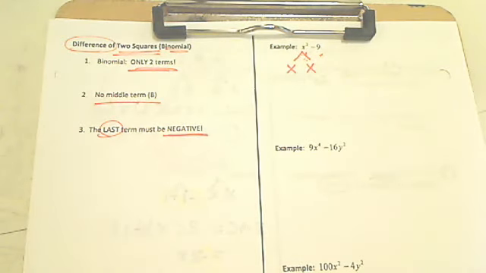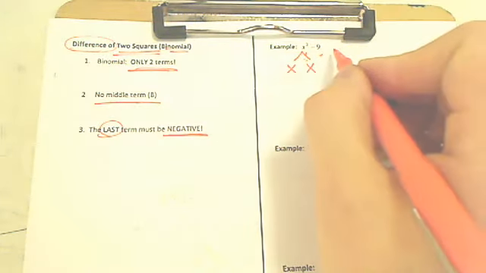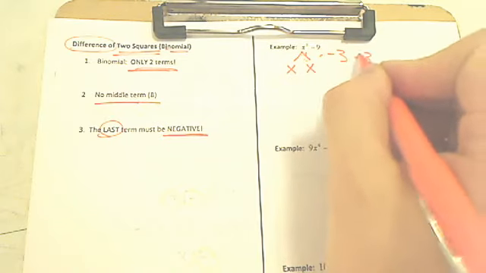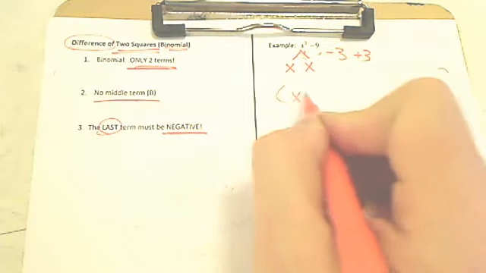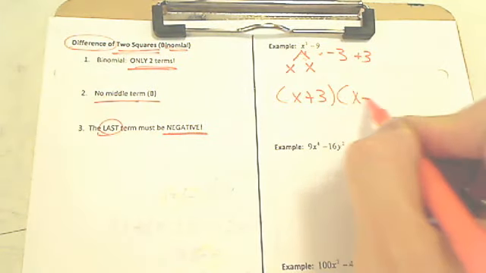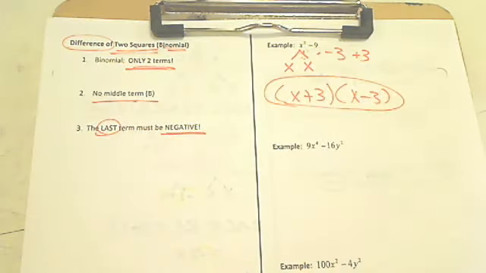X and X. And then negative 9: negative 3 and 3. One is positive, one is negative. That means all this means is x plus 3 and x minus 3. The reason why one is positive and one is negative is because 3 minus 3 is 0, right? So it cancels out in the middle. That's all it's doing.